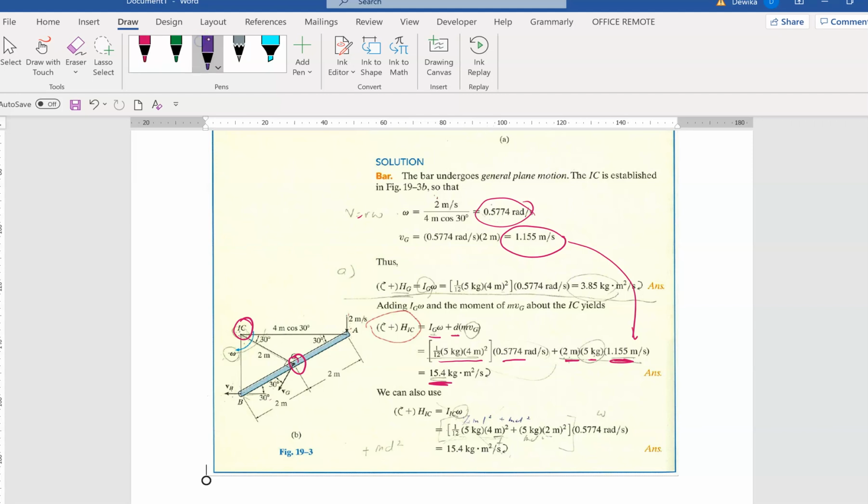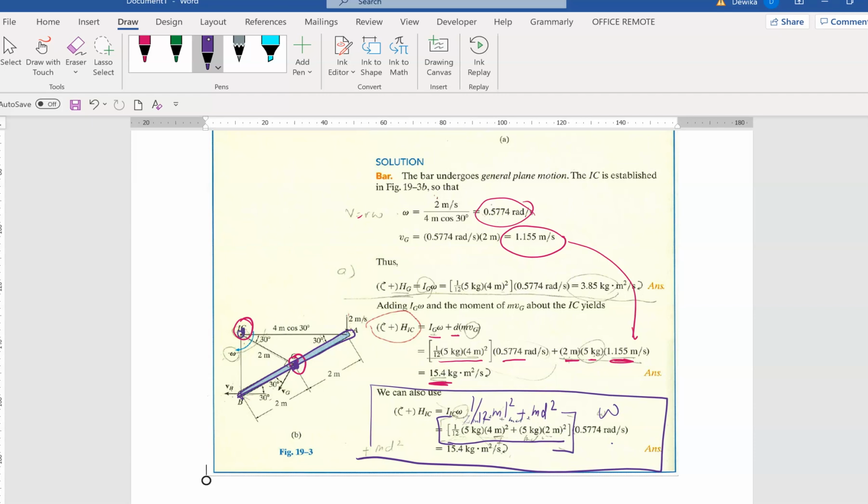Now there is another alternative method to use this. Can you see this portion is your IC portion? You remember the old formula in the chapter, the parallel axis theorem: 1 over 12 ml square plus md square, multiplied with omega. So they find the IC and then multiply with omega. We can use that same method as well, because the standard 1 over 12 ml square is in the middle, but now the axis has shifted. This will be the distance, that's why it's 5 multiplied with 2.